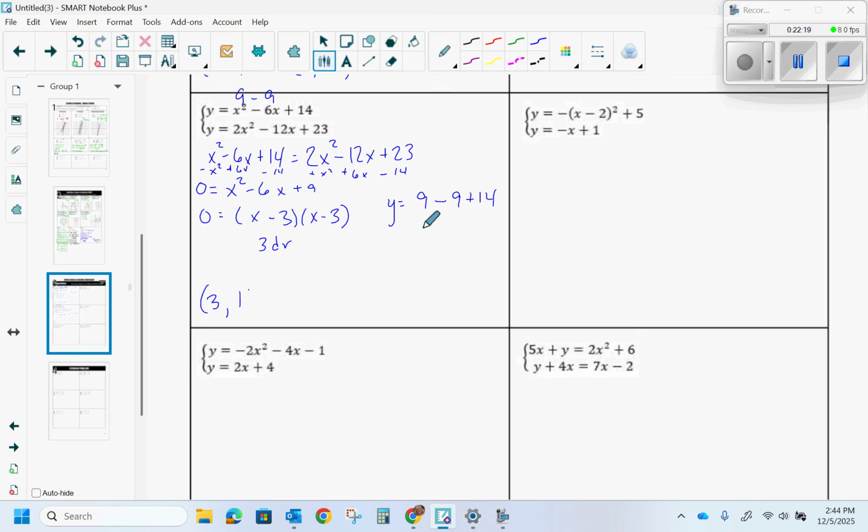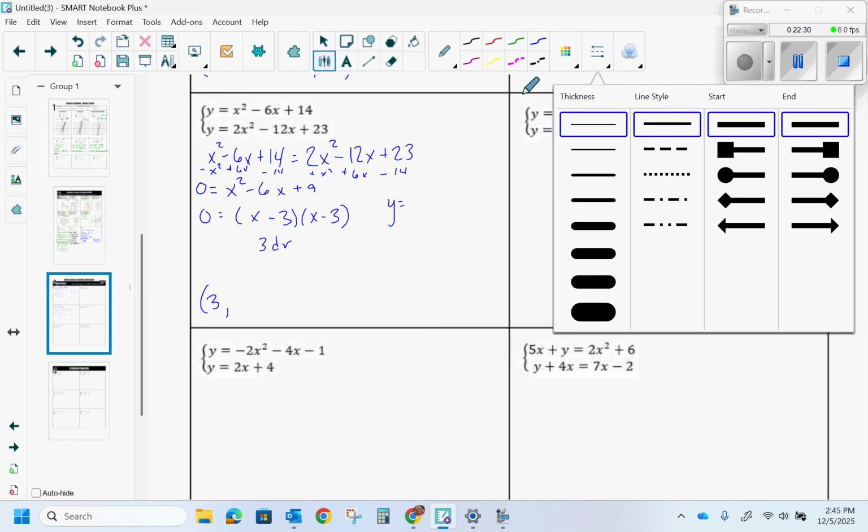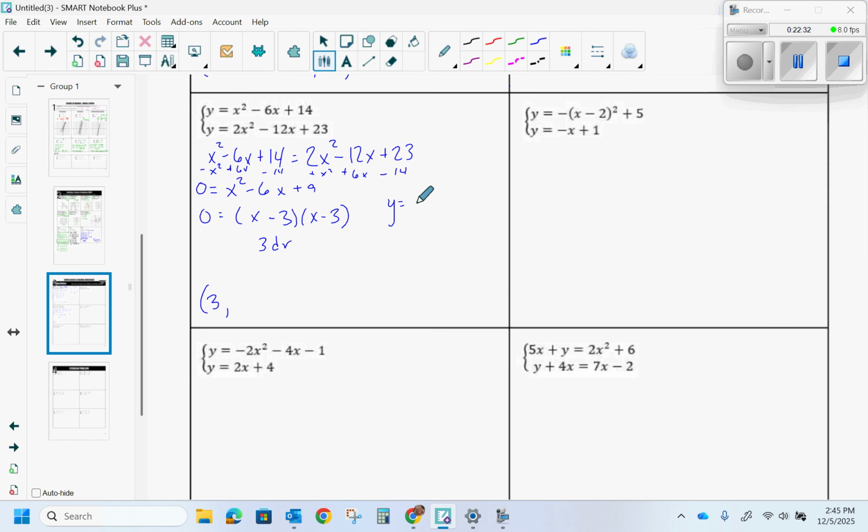Did I do something wrong? That's not 9. No, it's 9. Let's try that again. Yuck. That was bad math. All right, so let's try that again. 3 squared minus 6 times 3 plus 14. So that's 9 minus 18 plus 14. So negative 9 plus 14 is 5. Okay, so those two quadratics intersect at 3, 5.